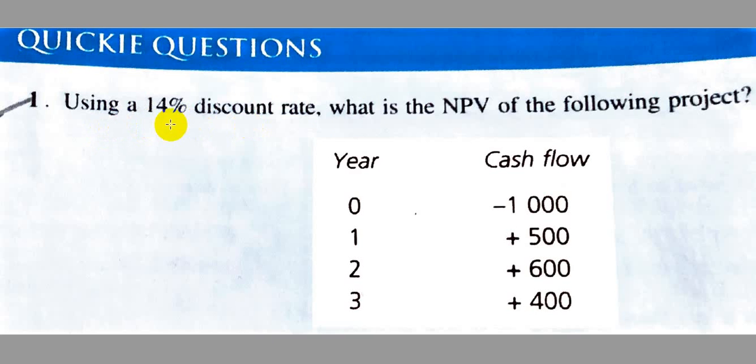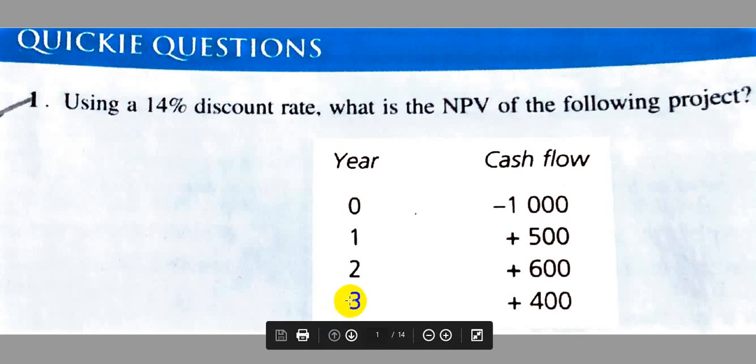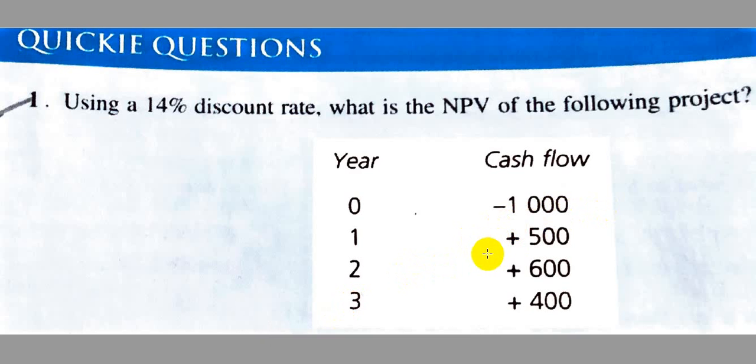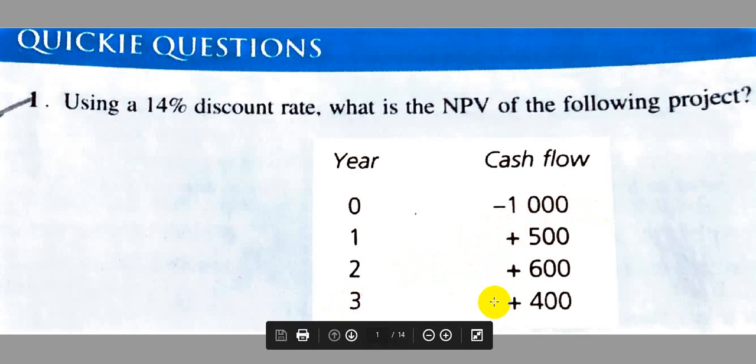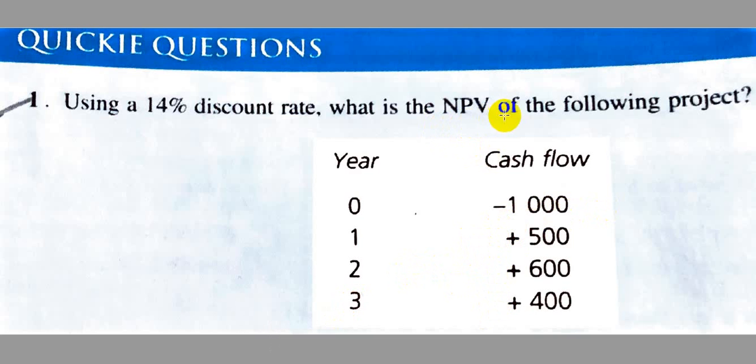Our first question here is asking about discounting at 14% discount rate to calculate the net present value of the following project. Here the project takes 3 years and it has initial investment of 1,000, and the first year will be having cash inflow of 500, second year 600, and third year 400. So we want to calculate the net present value of this project.